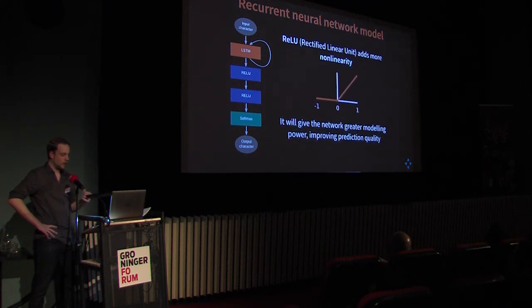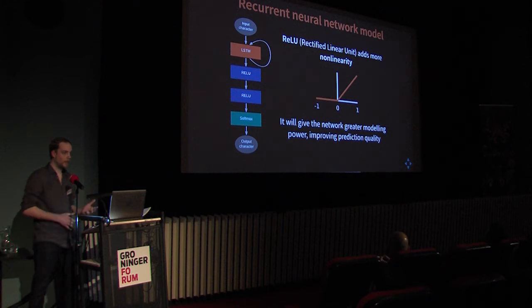Then we add two rectified linear unit layers. They add this nonlinearity that, like I said, is very important to actually being able to model complex behavior or complex relationships. We just used two of them because, well, we're doing deep learning, so it has to be deep.